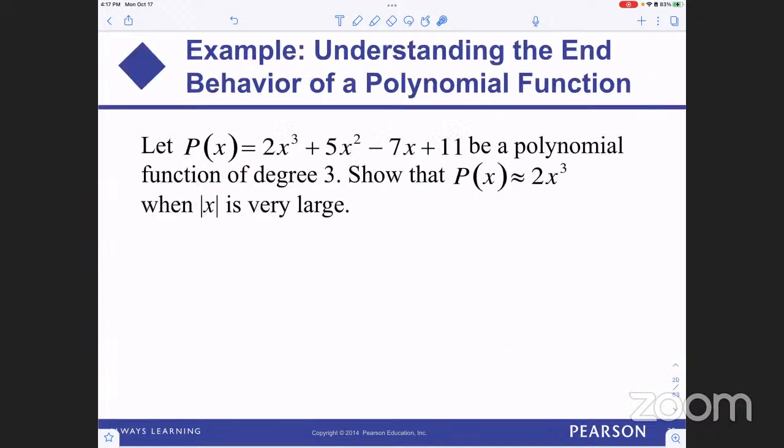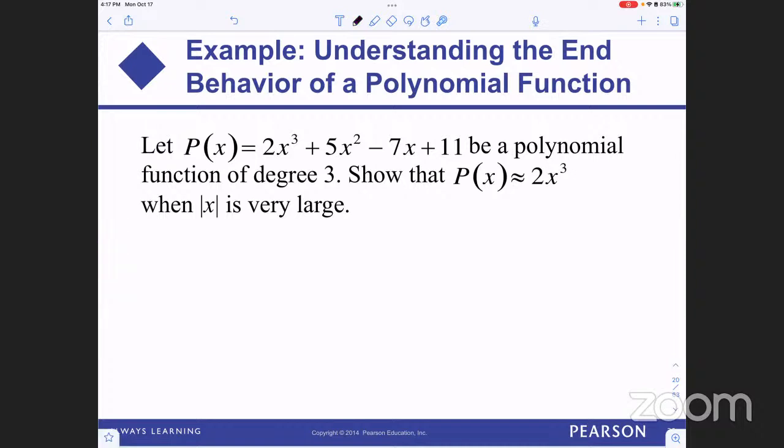All right, so given this polynomial function of degree 3, we want to show that this polynomial is approximately equal to 2x cubed when the absolute value of x is very large. Okay, so not that you would necessarily be working problems in this manner. This is just to provide some context for one concept to the next, right?